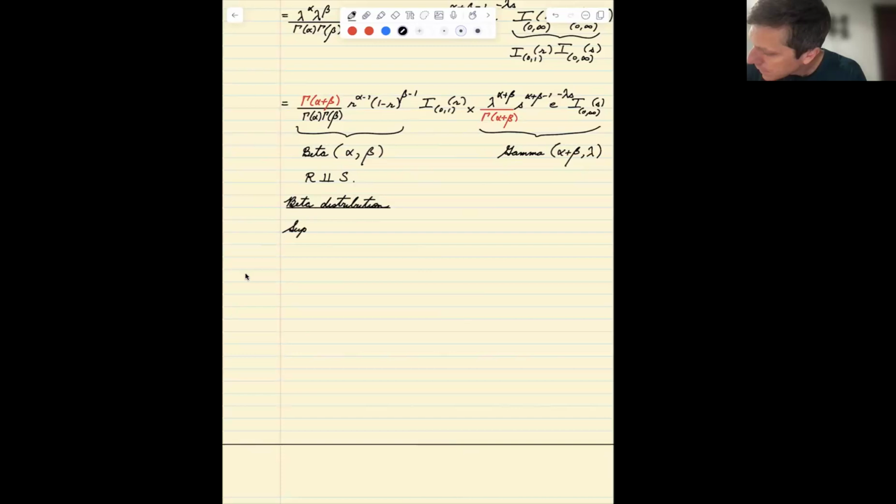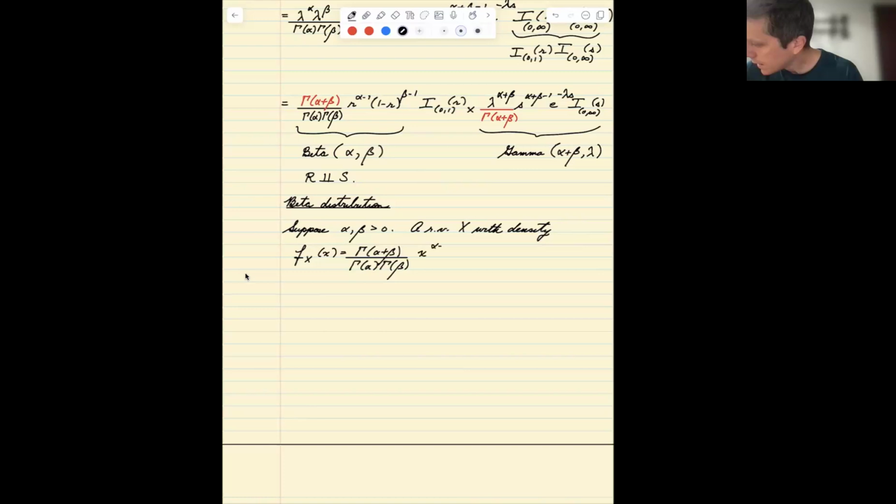Okay, so this gives us our definition of the beta distribution. Suppose that we have parameters alpha and beta positive, then a random variable X with a density given by a ratio of gamma functions, x to the alpha minus 1, 1 minus x to the beta minus 1, requiring x to be between 0 and 1, has the beta distribution with parameter alpha, beta.